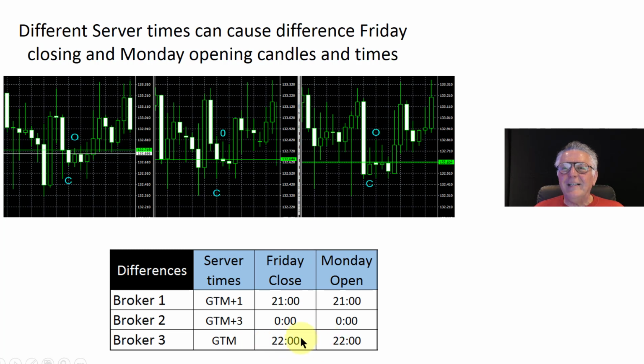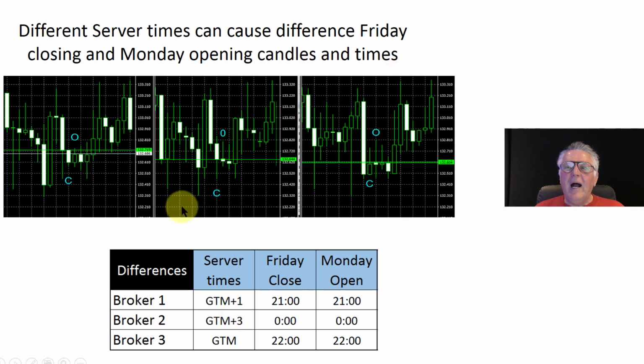on the 22nd hour and opened on the 22nd hour, which is good. That's the way it should be. But if that's GMT and this is GMT +3, then there's only a 2-hour difference between those two. So it shows you the broker closing on a Friday and opening on the Monday has got nothing to do with the server time. So that's another variable that causes these extreme candle differences.